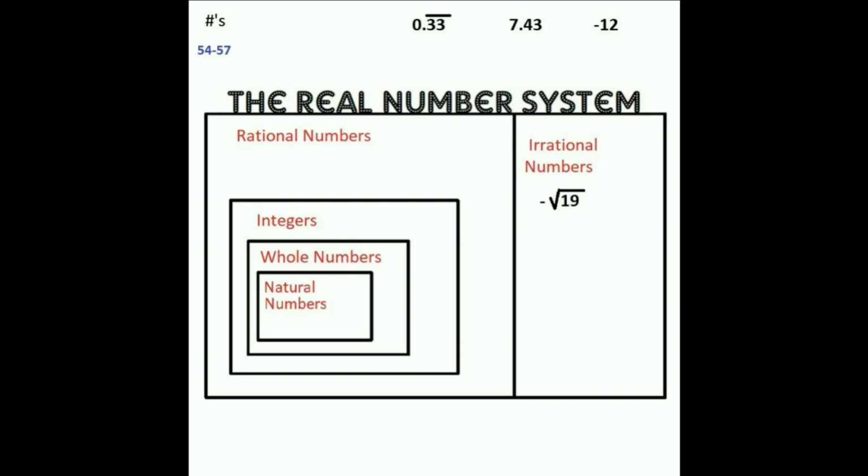Going on to 0.33 repeating, and in the book it says 0.3 repeating. It's the same thing. So that belongs in our rational numbers. It repeats, it's predictable, it's a rational number. 7.43, same thing. That's a decimal, so it's a rational number. It's not an integer, it's just a rational number. Now, negative 12 is not only a rational number, it's also an integer. And we have categorized all our numbers from 54 through 57.